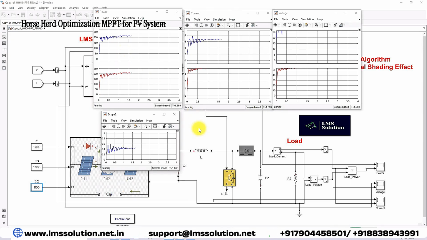For uniform irradiation condition as well as partial shading condition, cascade optimization in MPPT effectively extracts the maximum power from the PV panel.